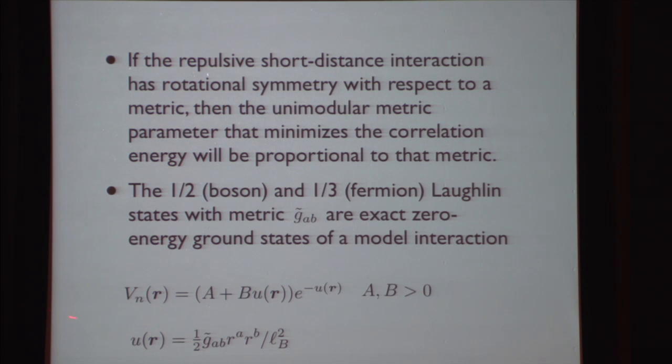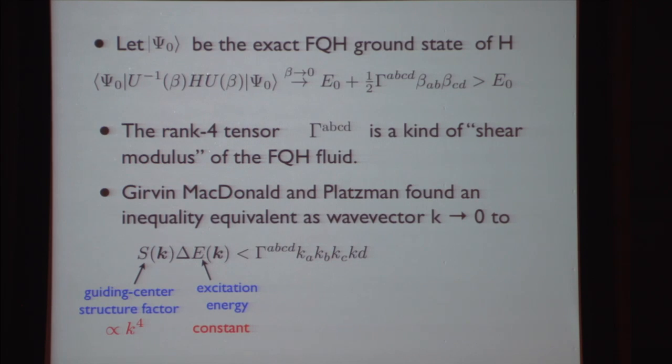My wrong button. And so we just have A plus BU, which is like A plus B R squared e to the minus R squared, scaled to precisely have a fall off which is controlled by the magnetic field density. So this is with A and B greater than 0, these are potentials for which both the 1/2 boson and the 1/3 fermion state are exact.